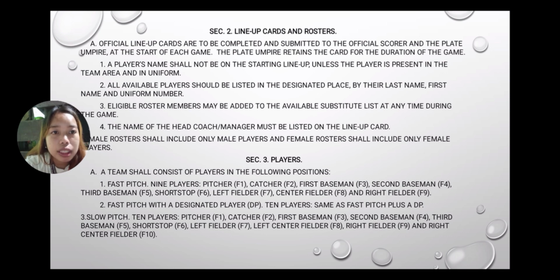Fast pitch with designated player, DP, 10 players: same as fast pitch plus DP. Slow pitch, 10 players: pitcher F1, catcher F2, first baseman F3, second baseman F4, third baseman F5, shortstop F6, left fielder F7, left center fielder F8, right fielder F9, and right center fielder F10. So this one is their name.